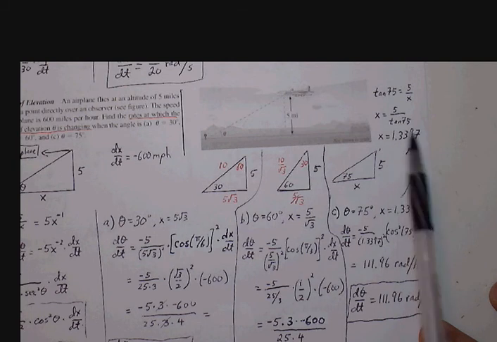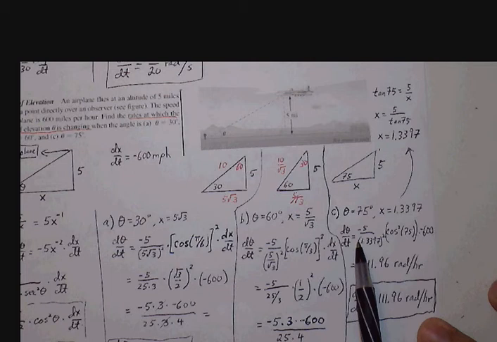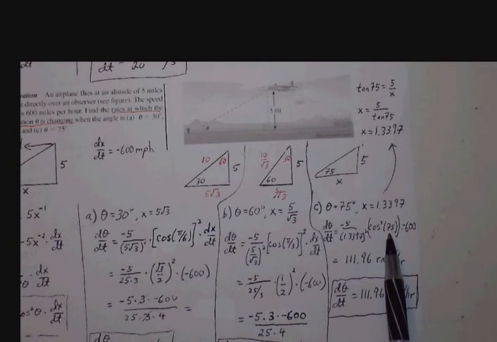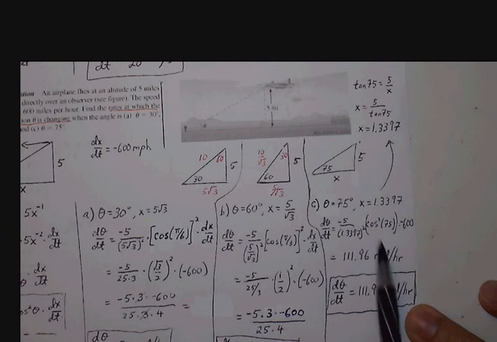And then leave this in degree mode. So negative 5 over 1.3397 squared times cosine of 75 squared times negative 600. Put all this in your calculator, and it will give you 111.96 radians per hour.